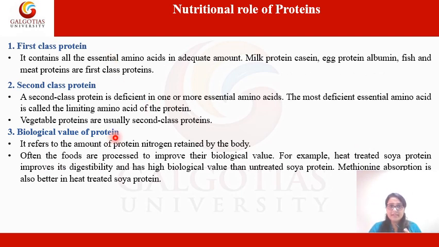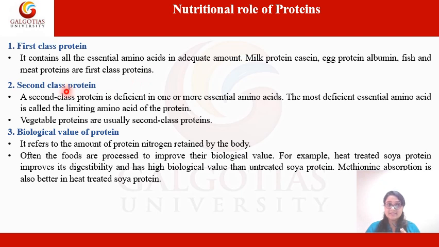Now there are three classes of proteins, or there is a biological value of protein. Let's discuss them in detail. Now first class protein contains all the essential amino acids in adequate amount. Milk protein casein, egg protein albumin, fish and meat proteins are first class proteins.